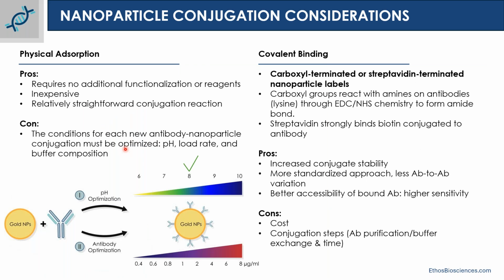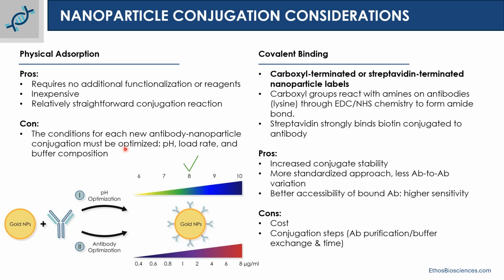There's also the conjugation to consider. This can be one of the more labor-intensive parts of developing your assay and manufacturing your assay. We need to get our bioreceptor onto the surface of our nanoparticle labels. Again, the most common way to do this is through physical absorption, particularly with gold nanoparticles. So the pros here are that this requires no additional functionalization, no reagents, it's inexpensive and relatively straightforward. The con, of course, is that the conditions for each new antibody and antibody nanoparticle pair must be optimized individually. So you have to find an optimal pH, load rate, and buffer composition.